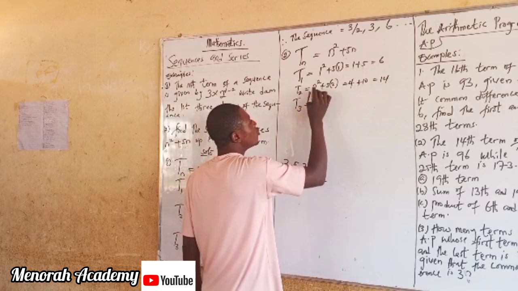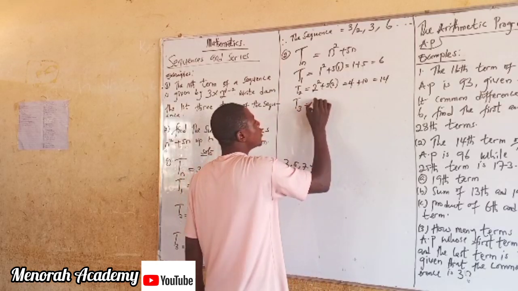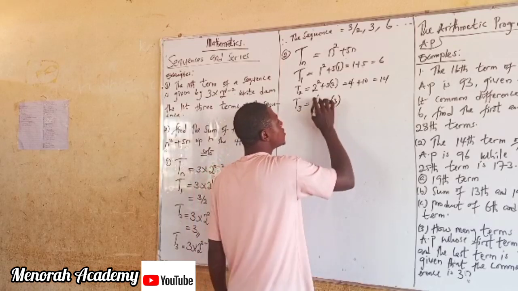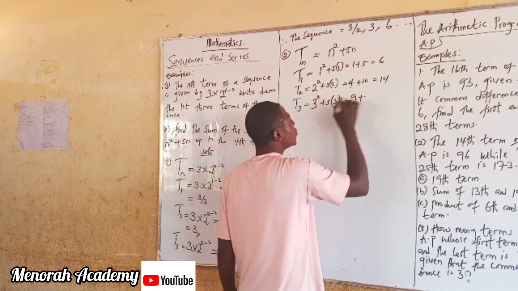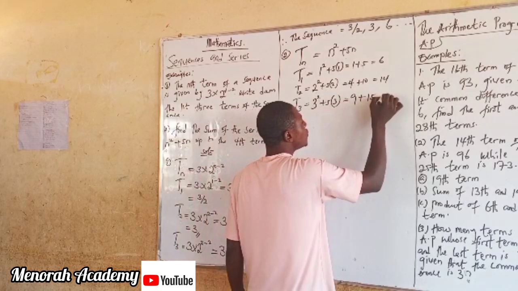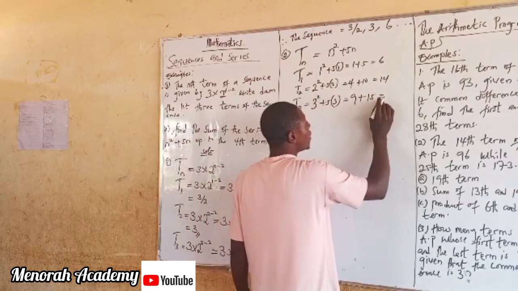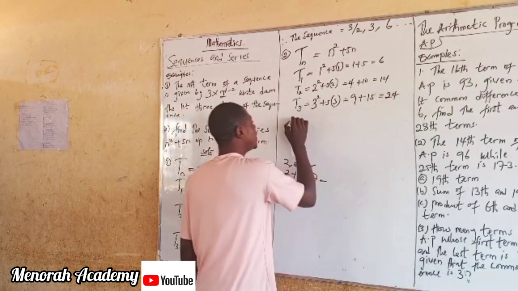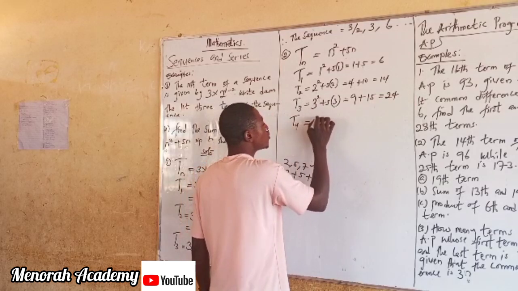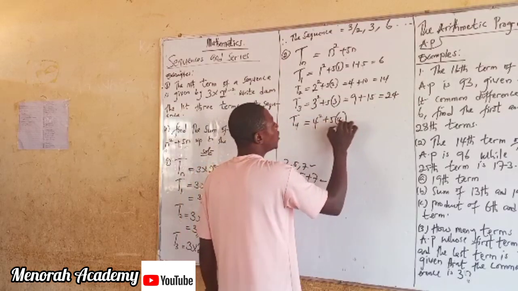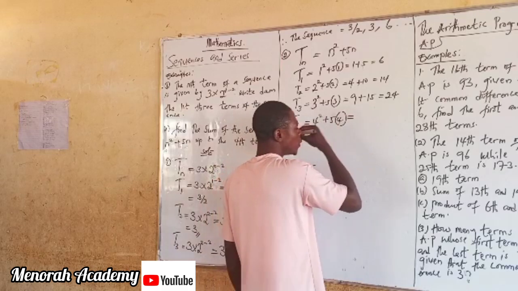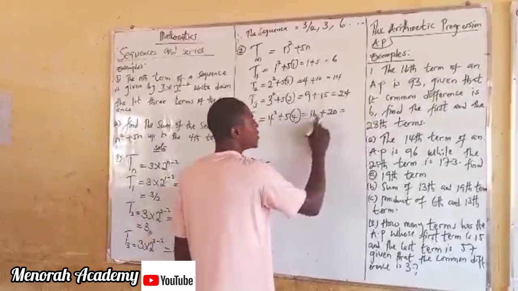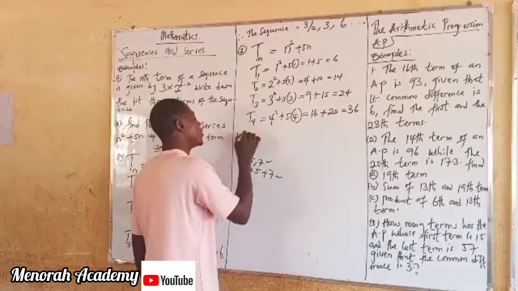So now T of 3 will be 3 raised to the power of 2 plus 5 into 3. So 3 raised to the power 2 is 9. Then plus 5 times 3 is 15. So 9 plus 15 is 24. So finally, T of 4 is going to be equals to 4 raised to the power of 2 plus 5 into 4. 4 raised to the power 2 is 16 plus 5 times 4 is 20. So 20 plus 16 is 36.